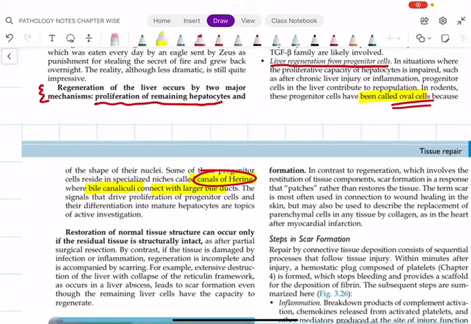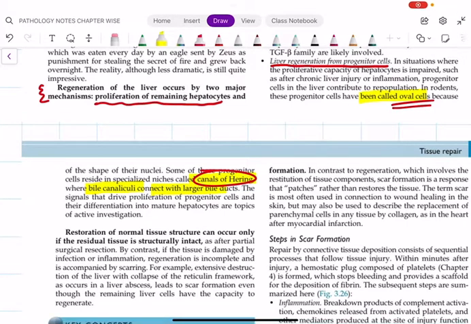That is not that well established, which is why it is the lesser mechanism. It forms just 10%. The major mechanism is proliferation of the remaining hepatocytes following partial hepatectomy. So this is how liver regeneration occurs.